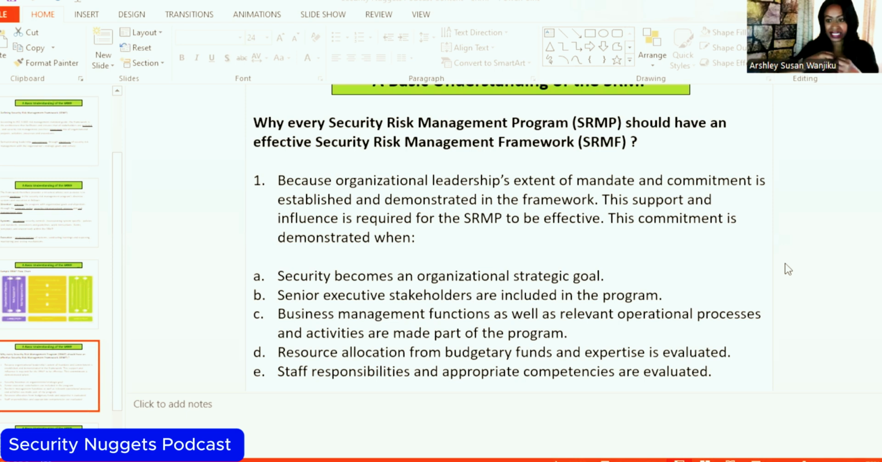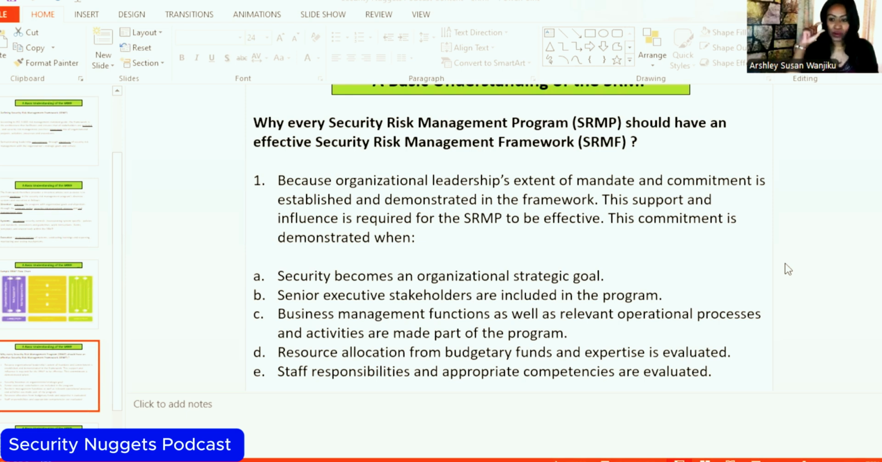The hindrances that are affecting our performance are going to be limited and managed, and we are going to be able to give the organization more value. And that is what the security risk management program is all about as far as the security function is concerned. It's a win-win. Now, B, senior executive stakeholders are included in the program. This is rule number one as far as the security risk management program is concerned. There has to be a senior executive stakeholder as a team member of the security risk management program.